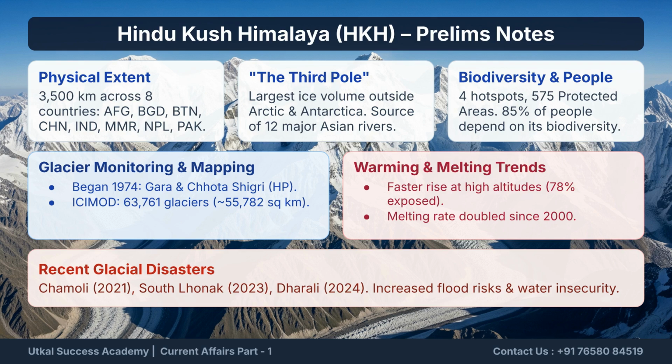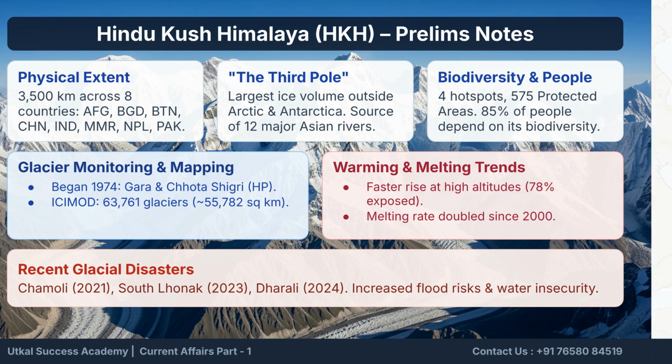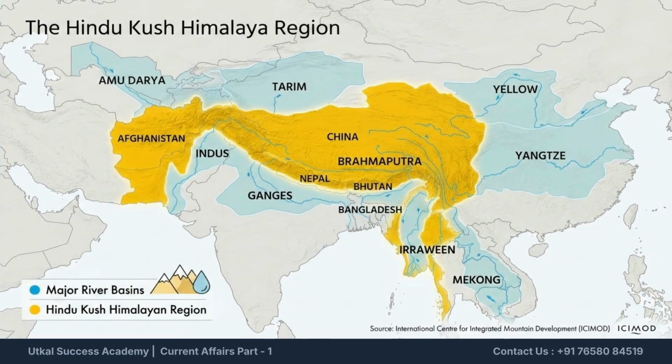The Hindu Kush Himalaya, or the Third Pole, spans 3,500 kilometers across 8 countries. It's the largest ice volume outside the Arctic and Antarctica, and is vital for biodiversity and water security. Glacier melting rates have doubled since 2000. This map illustrates the Hindu Kush Himalaya region and the major river basins it feeds, highlighting its critical role as the source of major Asian rivers.